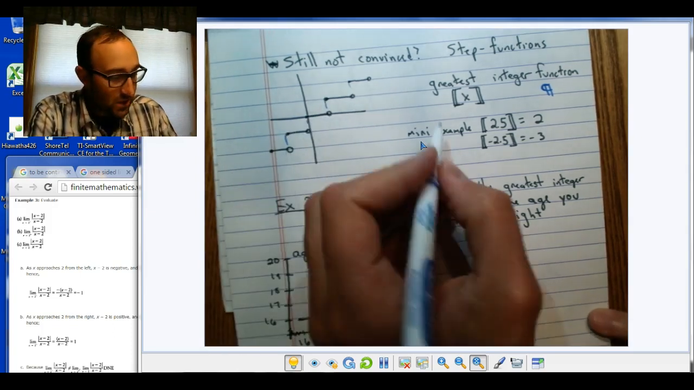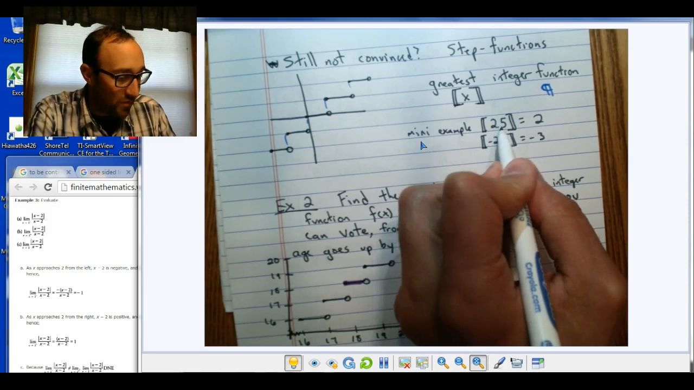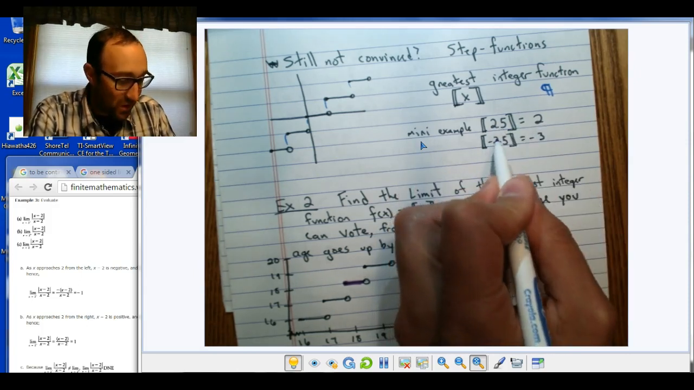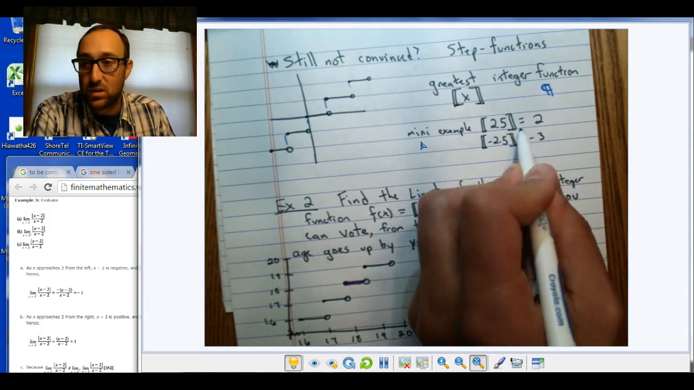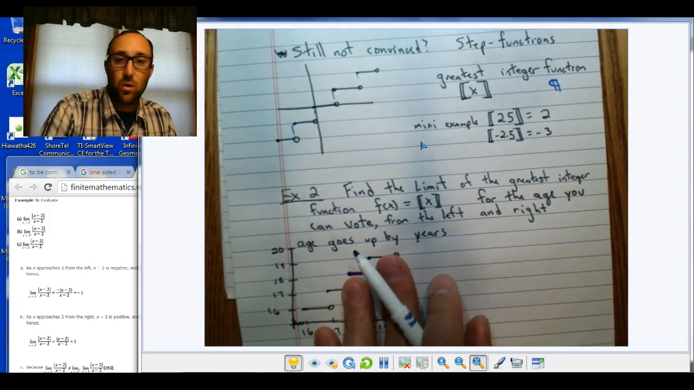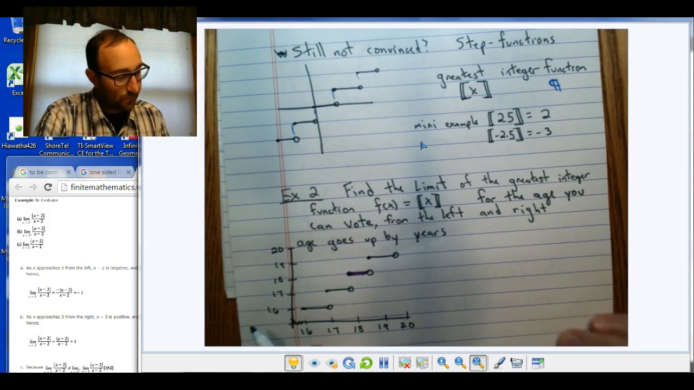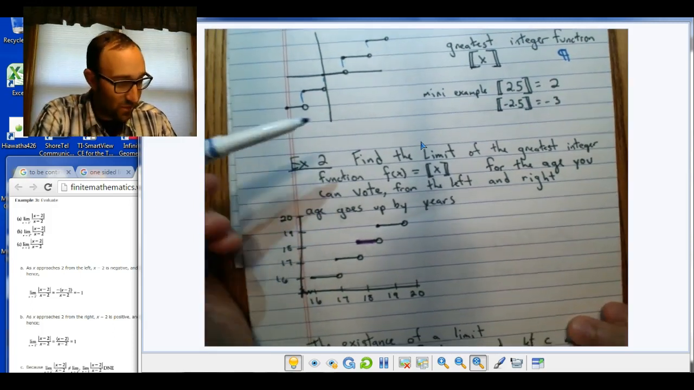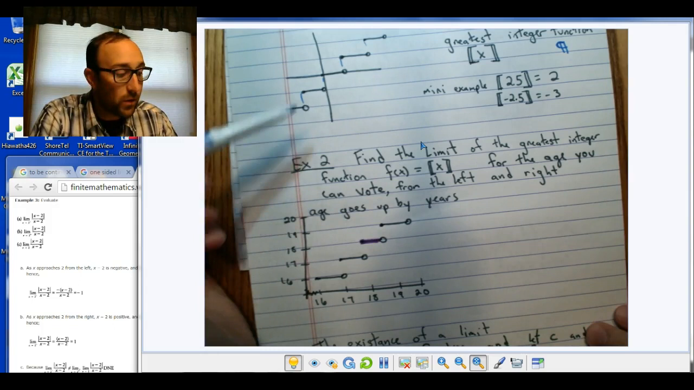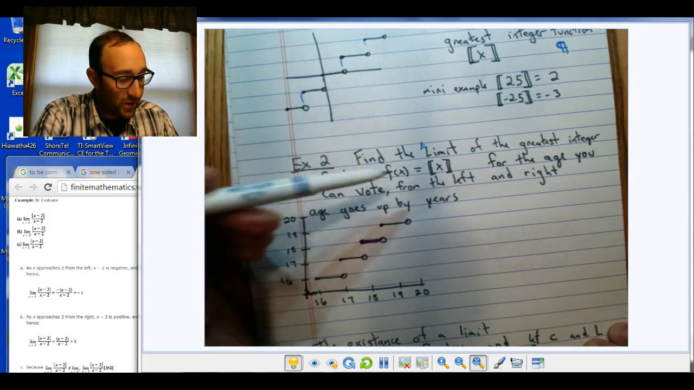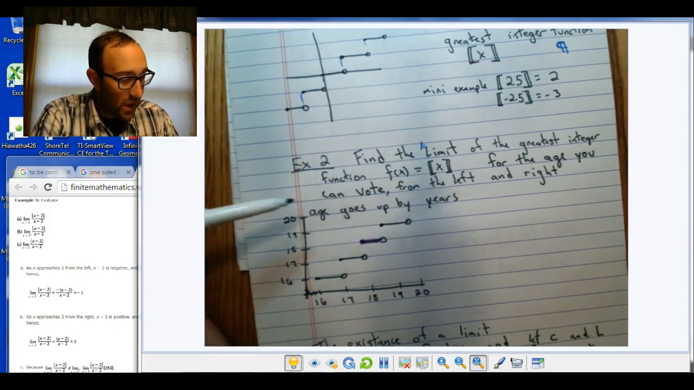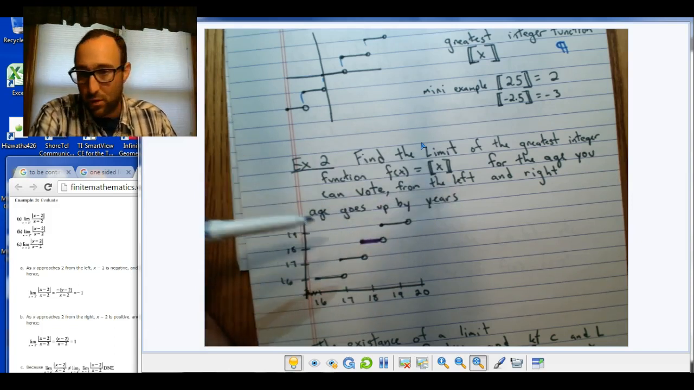All right, so here's an example. The greatest integer of 2.5 is 2, and the greatest integer of negative 2.5 is negative 3, because it goes to the nearest integer that's smaller, which is that way. Got it? Okay, so here's another example of why this one-sided limit might be helpful. Find the limit of the greatest integer function for the age you can vote, from the left and from the right. Remember, age goes up by years.